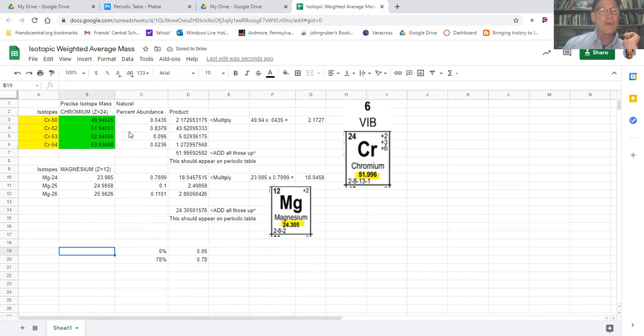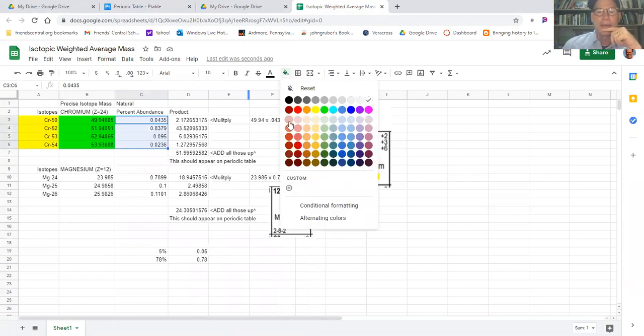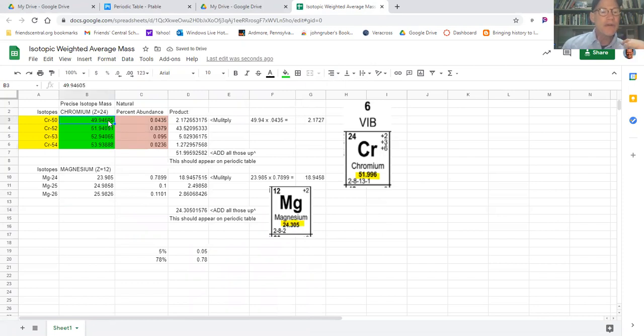Now, what I need to do to take the weighted average is take this green isotopic mass and multiply it by the percent abundance. So let's make those kind of pink. So 49.94 times 0.0435. That gives me this product, 2.17. See, I've multiplied the isotopic mass times the percent abundance, and it is 2.1727. So I'm going to do that for each one of these 4 isotopes and get their contribution to the overall average. So 2.17, 43.52, 5.03, 1.27, I'm going to take all those 4 and add them up.